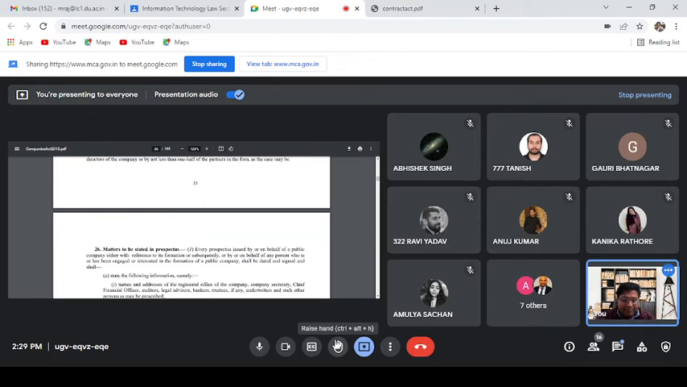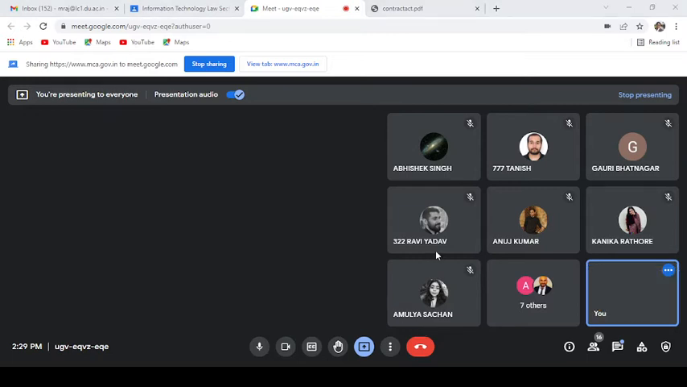Section 31, please read section 31, shelf prospectus. Yes, sir. Section 31, Shelf Prospectus. Subsection 1. Any class or classes of companies, as the Securities and Exchange Board may provide by regulations in this behalf, may file a shelf prospectus with the registrar at the stage of the first offer of securities.